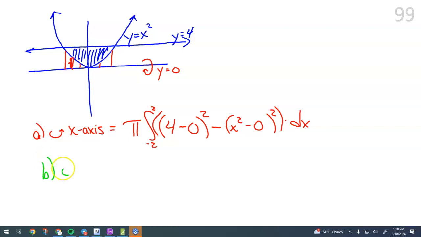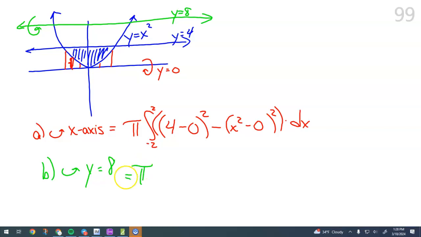Okay. Now we're going to go around y equals 8. Y equals 8 is way up there. We're going to revolve around that. So this shape, coming out of the board, going up, going around the other side, it's going to make a 3-dimensional circle filled shape. We want to do the same thing. Don't forget your pi, because these are all circles. Still negative 2 to 2.